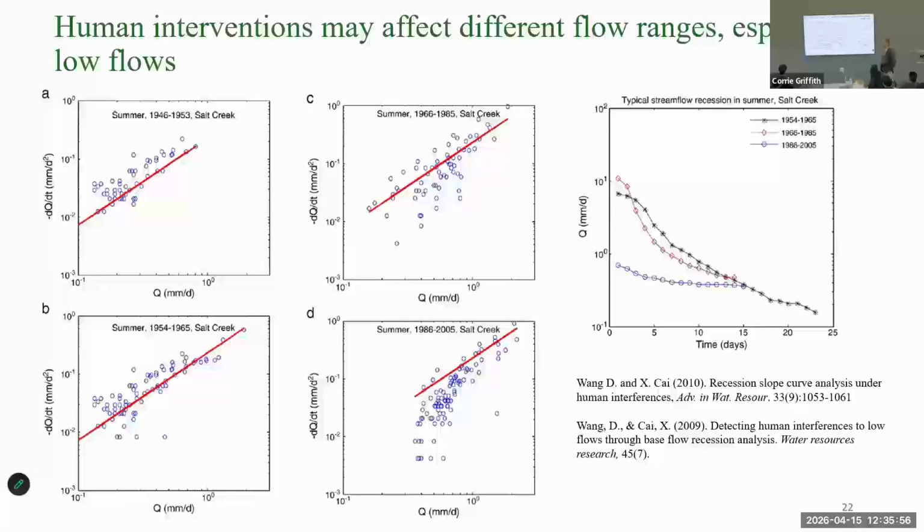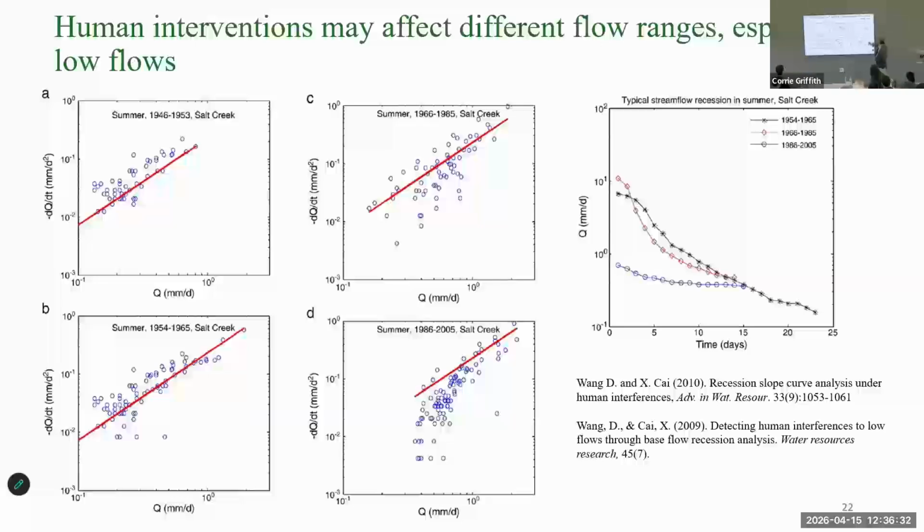So here I just want to say many human interventions like reservoirs or water withdrawal or pumping, and those things, they affect low flow more often, more frequently than high flow. Of course, reservoirs also affect high flow by flood control, right? But if we look at it in general, we found many human activities affect low flow. So this is a work from probably one of my early PhD students.